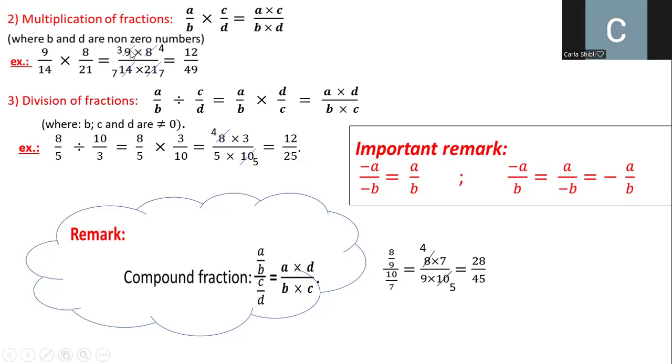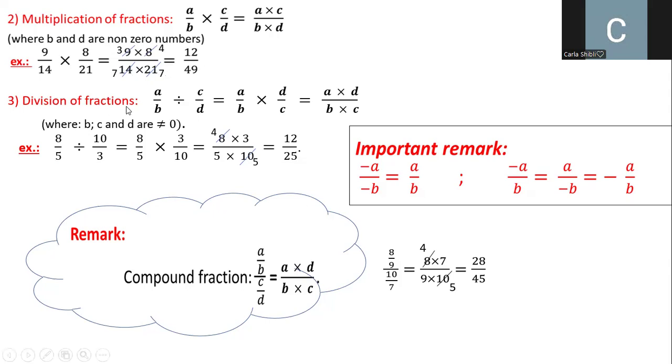Now, for the numbers in the numerator and the denominator, I see if I can simplify. 9 and 14 cannot be simplified. 9 and 21 we can simplify by 3. 9 divided by 3 is 3, 21 divided by 3 is 7. 8 and 14 we can simplify. 8 divided by 2 is 4 and 14 divided by 2 is 7. Now 3 times 4 is 12. 7 times 7 is 49. This is an irreducible fraction. This is how we multiply fractions.